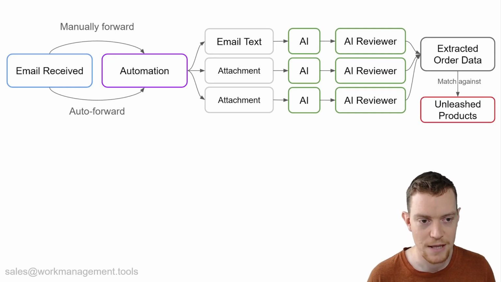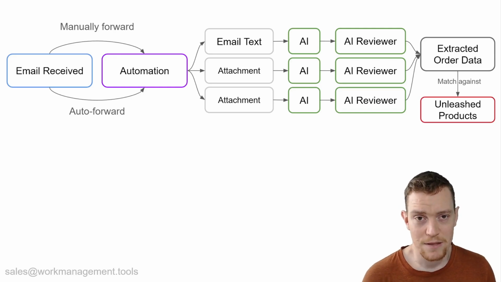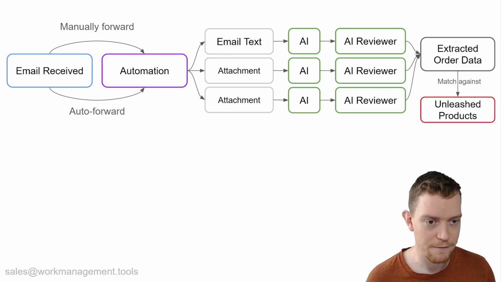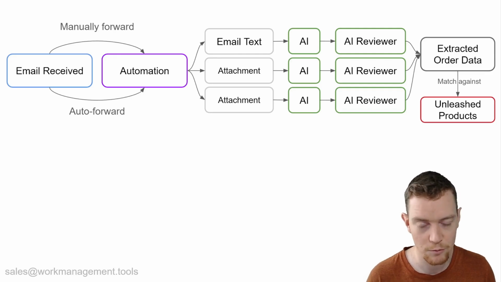Okay, and then we match that against our Unleashed products. So this is to make sure that the customer has done the right thing in terms of what they've put on their order, so that each line is actually a thing that we sell and that has the right name, the right code, the right price, all of that. If for some reason they have put the wrong information on, we'll correct it with our data.